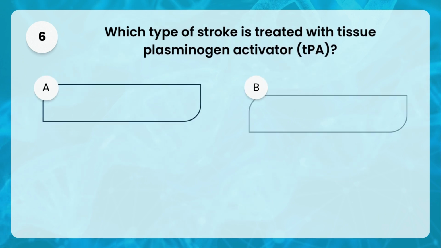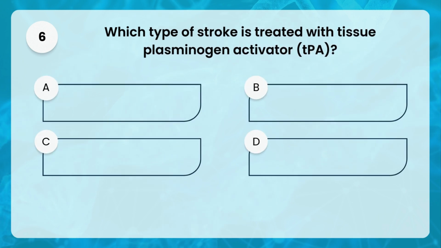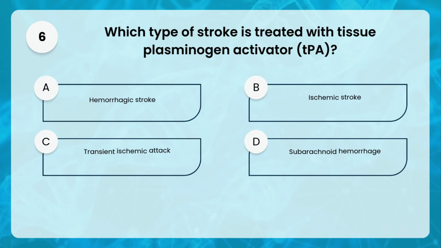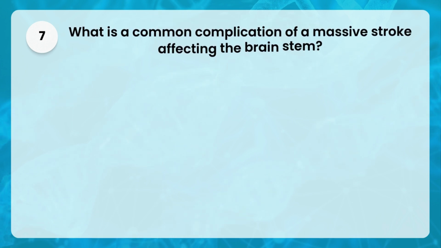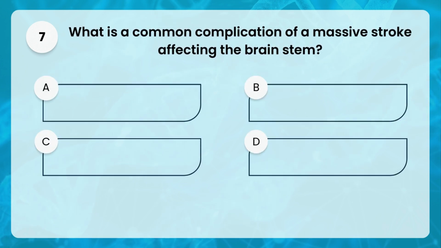Number 6. Which type of stroke is treated with tissue plasminogen activator, TPA? A. Hemorrhagic stroke. B. Ischemic stroke. C. Transient ischemic attack. Or D. Subarachnoid hemorrhage. The answer is B. Ischemic stroke.